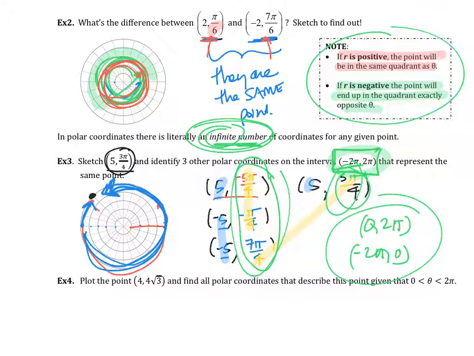Okay, and moving on here to example 4, it says plot the point (4, 4√3) and find all polar coordinates that describe the point from 0 to 2π. So this is a rectangular coordinate, right? So if we were to plot that, we would go to the right 4 and up 4√3. Well, if this is x and this is x√3, this should remind you of something you learned in geometry, which is that relationship of x, x√3, 2x.